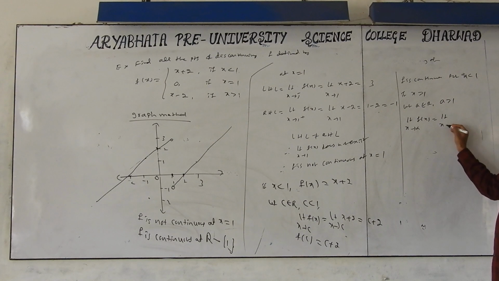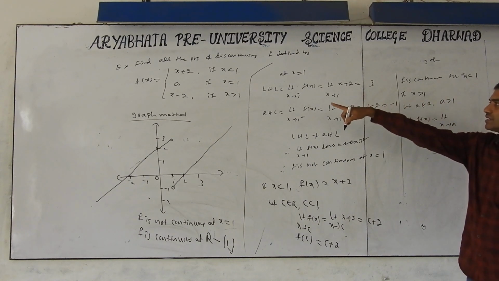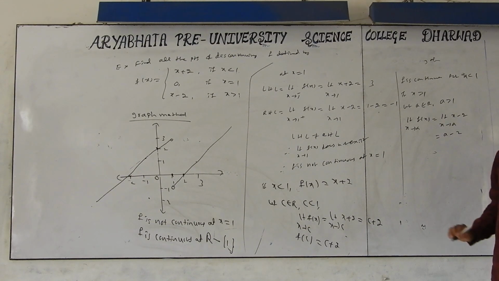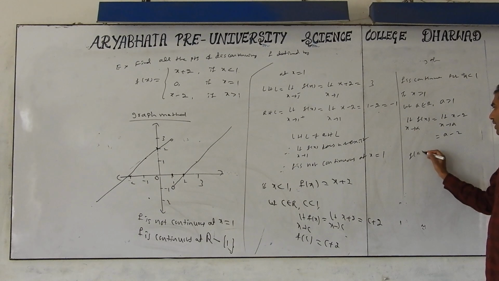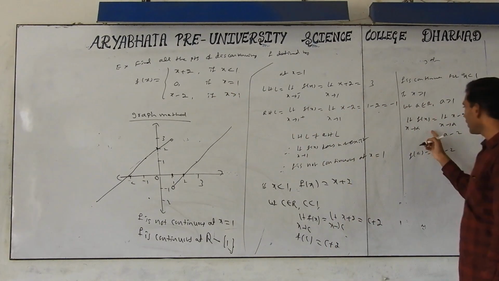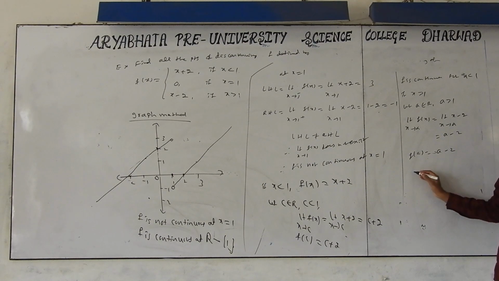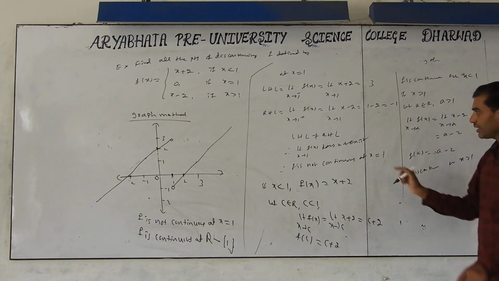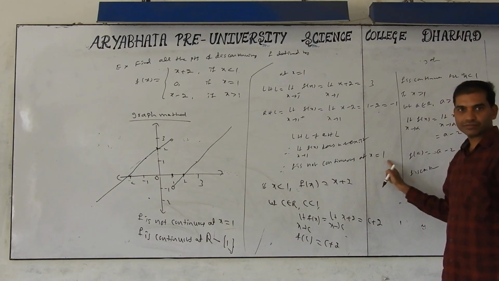Limit of x tends to a, f of x. Above 1, f of x is x minus 2, which is equal to a minus 2. Then the function value f of a is also a minus 2. So the limit value equals the function value. Therefore, f is continuous for x greater than 1. So f is continuous everywhere except 1.